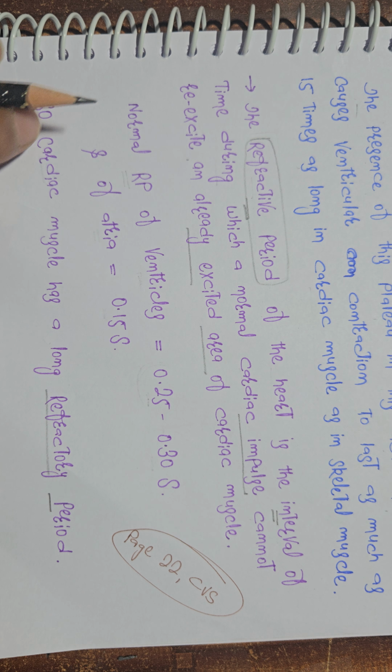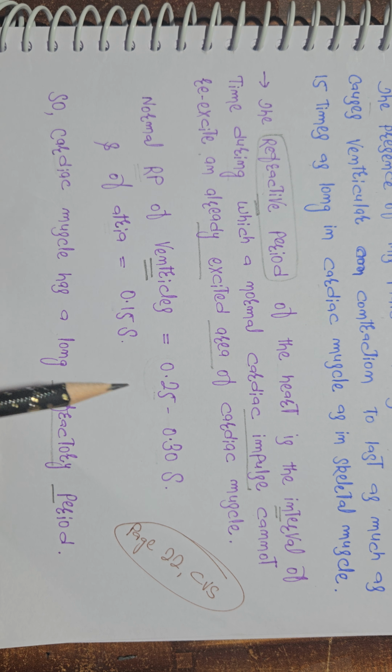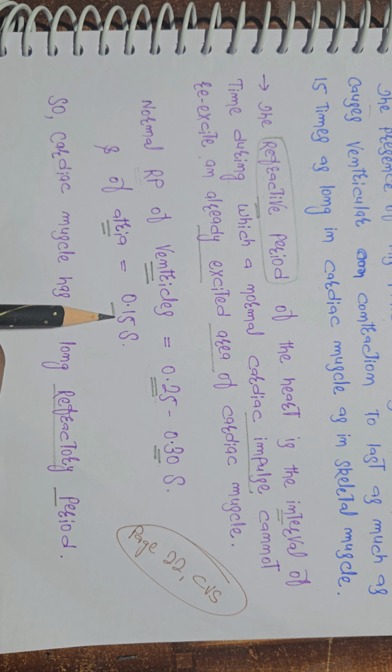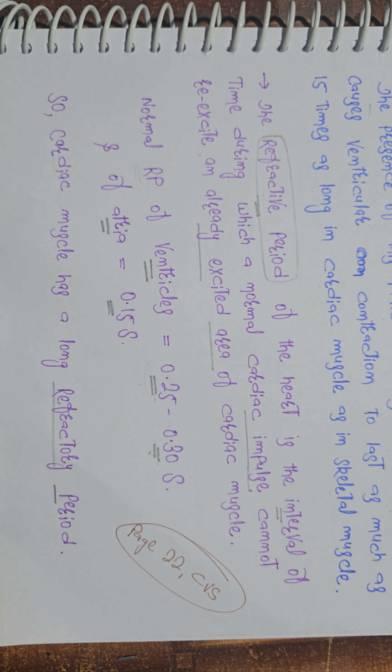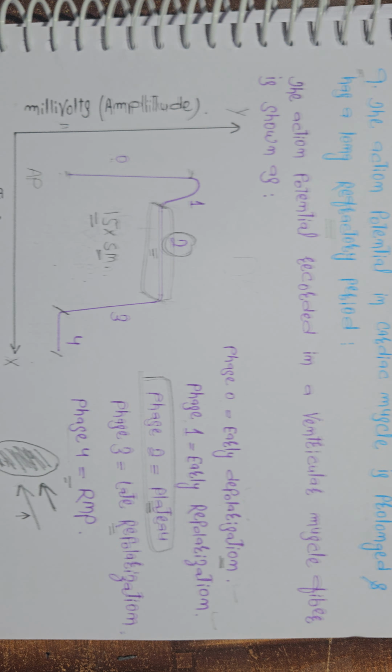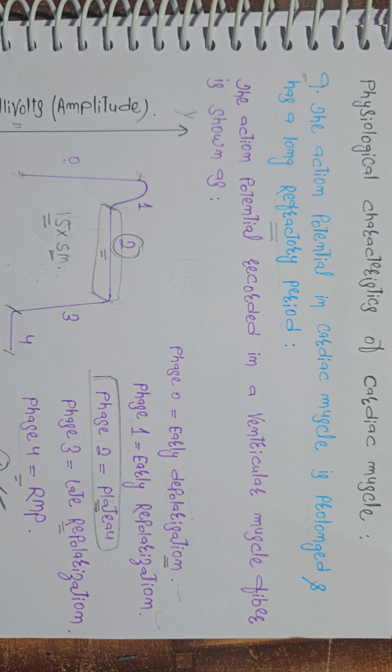Now, the normal refractory period of the ventricles is 0.25 to 0.30 seconds, while the refractory period of the atria is 0.15 seconds. This 0.25 to 0.30 seconds is quite a lot of time with regard to the heart. So the cardiac muscle has a long refractory period. So this was our statement: the action potential of the cardiac muscle is prolonged and has a long refractory period.